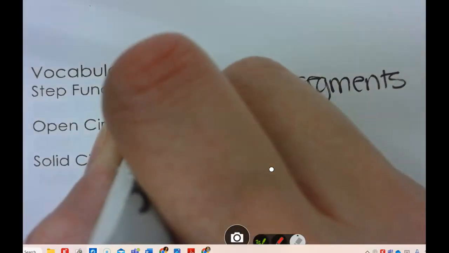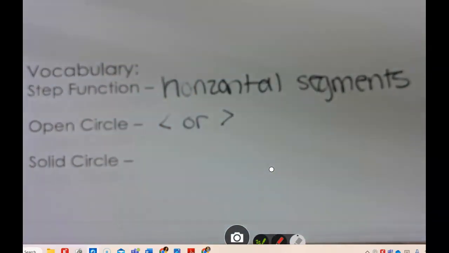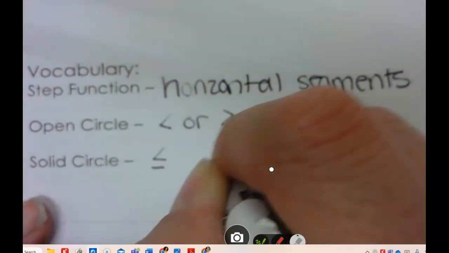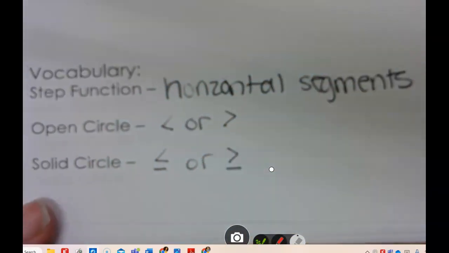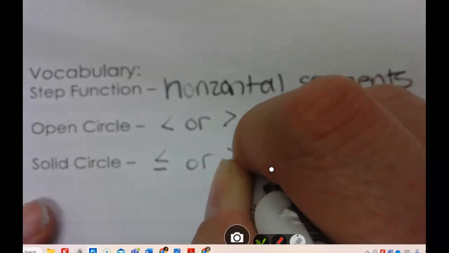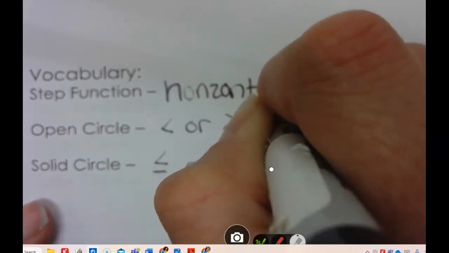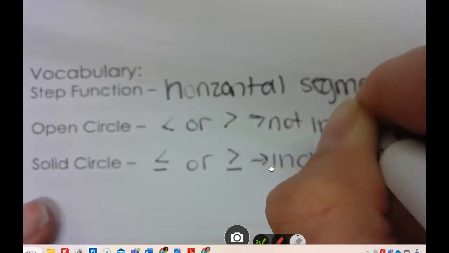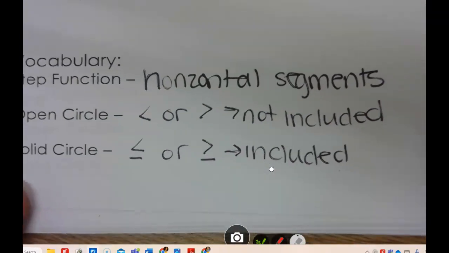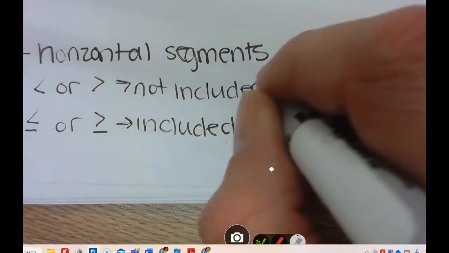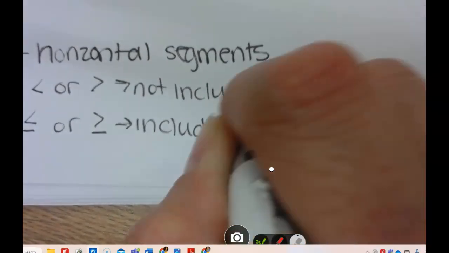An open circle will occur if you have a less than or a greater than. And your solid circle will be if you have a less than or equal to or a greater than or equal to. These are included, these are not included. So what that means is that these are not in the domain and these are in the domain.